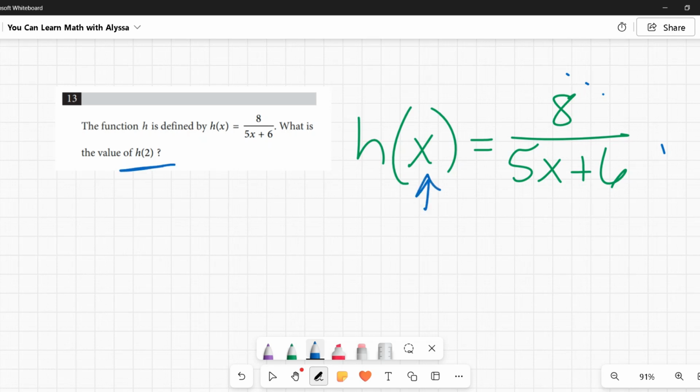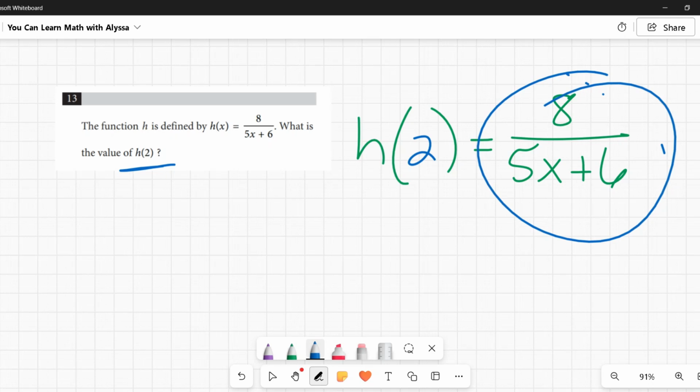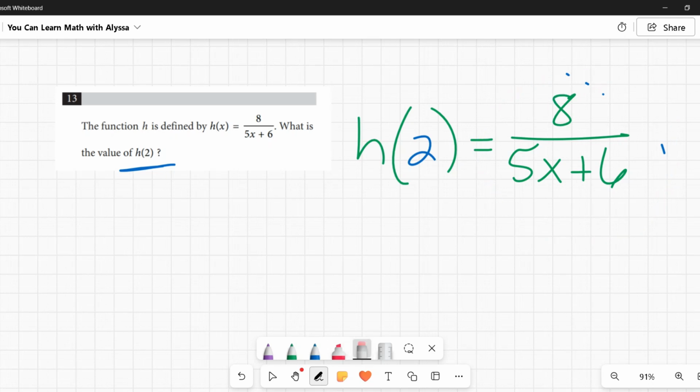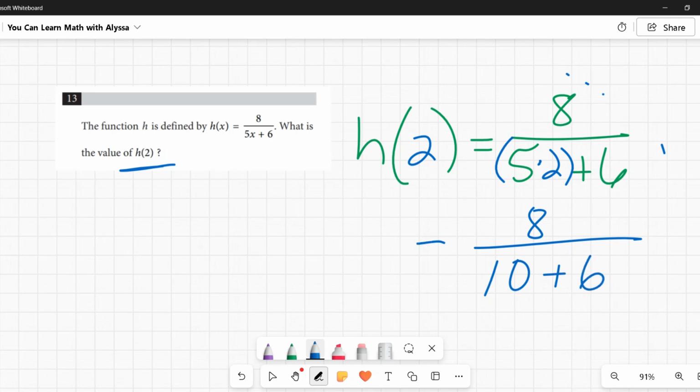So here they're telling us to evaluate it for h of 2. So they want me to take 2 here. Boom. And then wherever there's an x on the right-hand side, I should plug in a 2. There is only one. So I'm going to plug in a 2. So 8 all over 5 times 2 is 10 plus 6. 8 over 10 plus 6 is 16. Simplify this. This is 1/2.